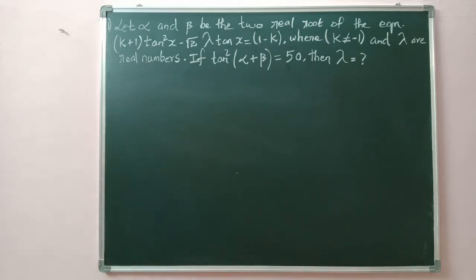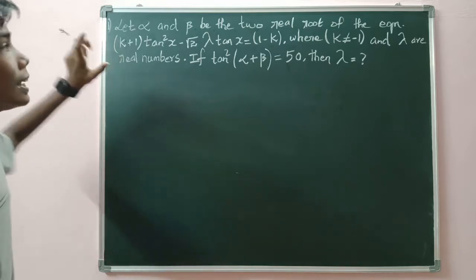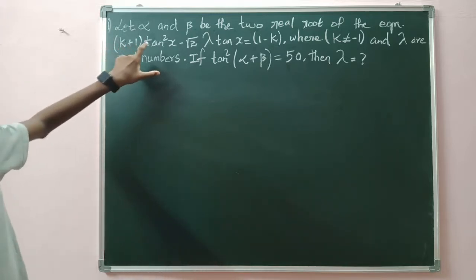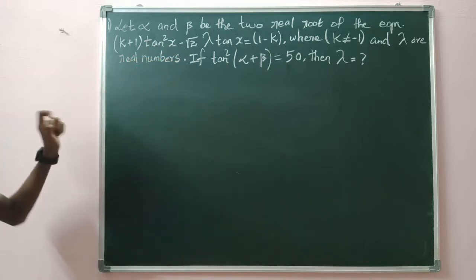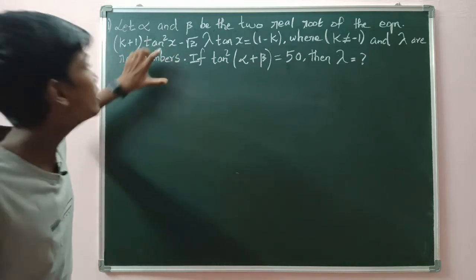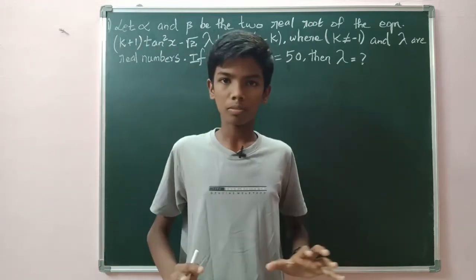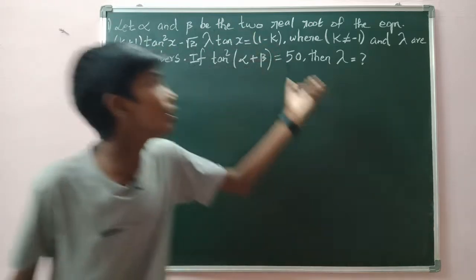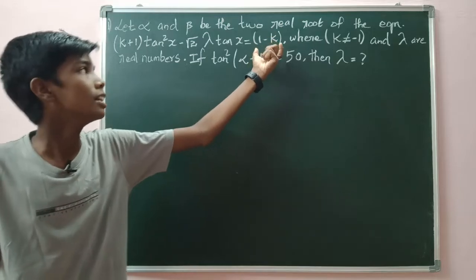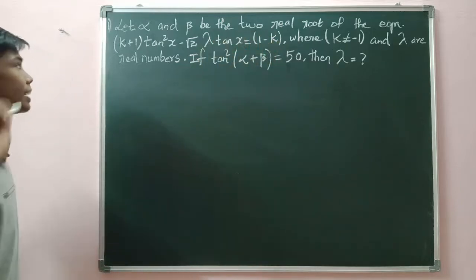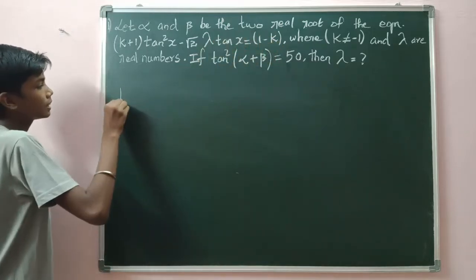So guys, how are we going to solve this question? Listen very carefully. In the question they gave an equation: (k plus 1) tan square x minus root 2 lambda tan x is equal to 1 minus k. I am going to convert this equation into a proper quadratic form. That means I am going to take this constant, 1 minus k, to the LHS.